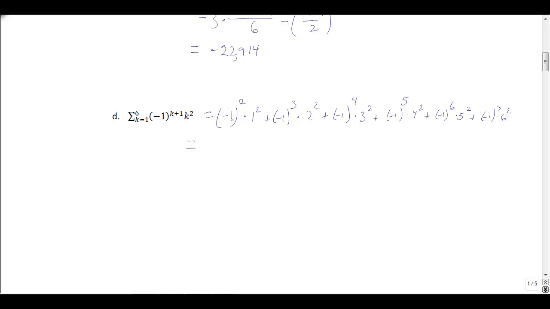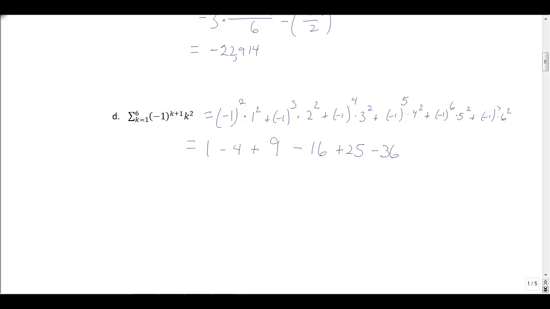Okay, note here, negative 1 squared is 1 times 1 is 1. Negative 1 cubed is negative 1 times 4 gives me a minus 4. Next one, I get a negative 1 to an even exponent, that's going to be a positive 1. 3 squared is 9. Negative 1 to an odd, that's going to be a minus 1. 4 squared is 16. Negative 1 to an even is plus 1. 5 squared is 25. Negative 1 to the odd power gives me a negative 1.